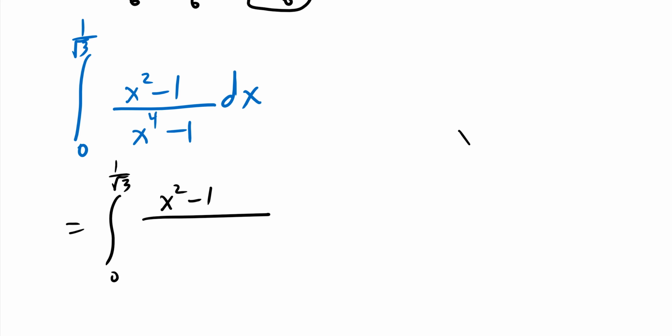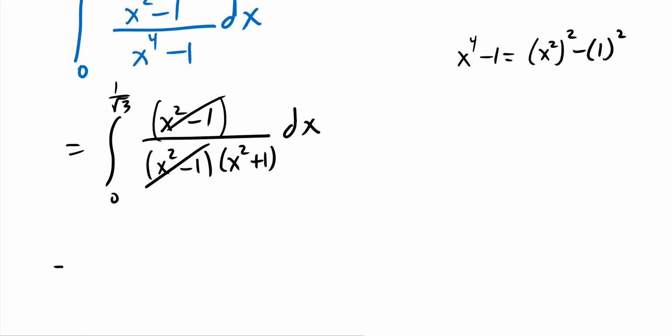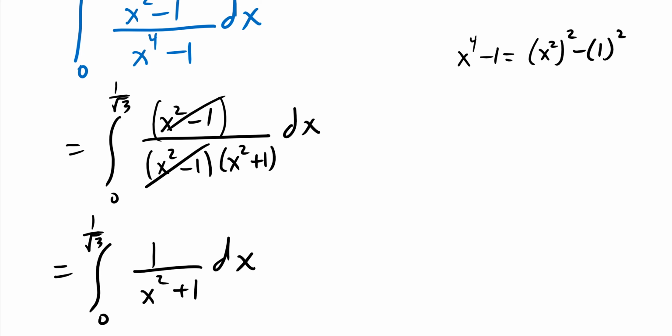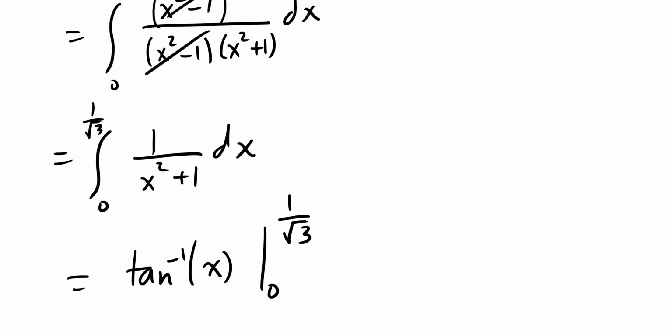The denominator, x to the fourth minus 1, you can write it as x squared squared minus 1 squared. And then rewrite this factor as x squared minus 1, x squared plus 1 dx. These cancel out. Integral 0 to 1 over root 3, 1 over x squared plus 1 dx. Now what's the antiderivative of this? This is tan inverse of x from 0 to 1 over square root of 3.